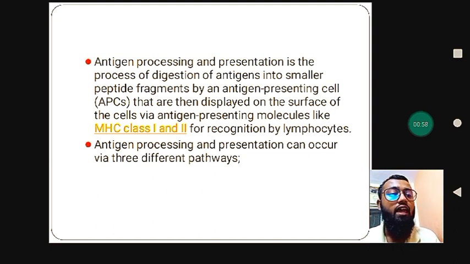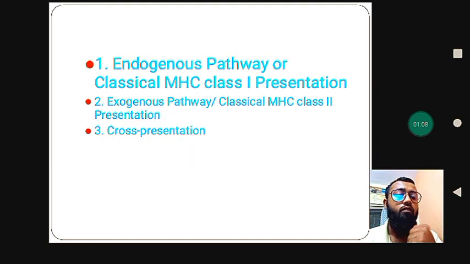So antigen processing and presentation can occur via three different pathways. The first pathway is the endogenous pathway, or class 1 MHC presentation. The second is the exogenous pathway, or class 2 MHC presentation. And the third is the cross presentation pathway. Students, these pathways are specifically presented by each MHC class: endogenous is presented by class 1, exogenous by class 2, and in cross presentation both MHC 1 and 2 are involved. We are going to see them one by one.